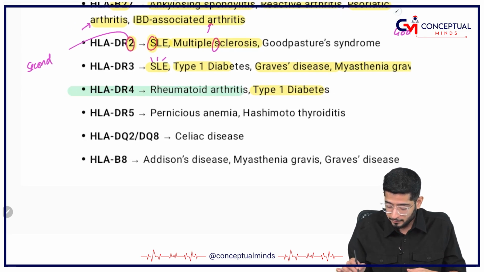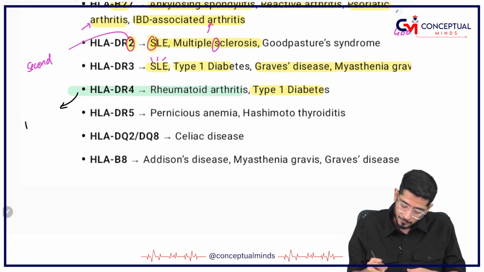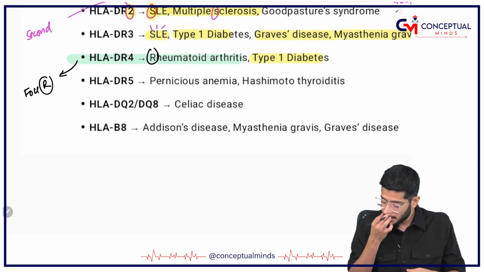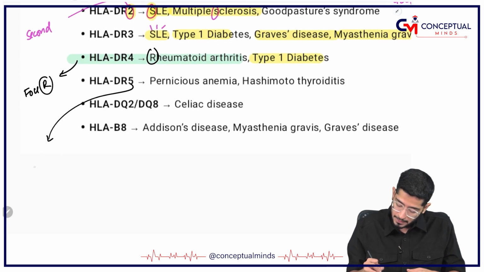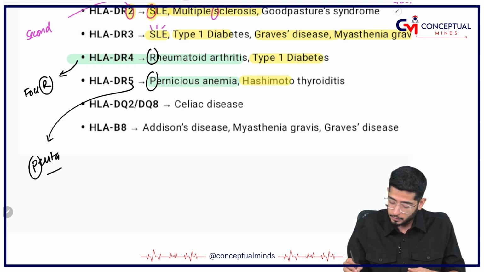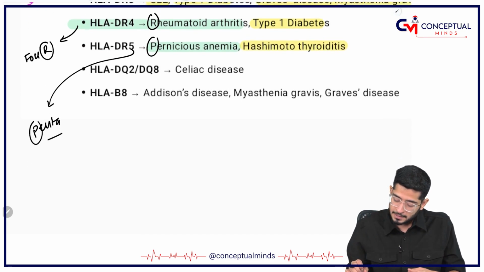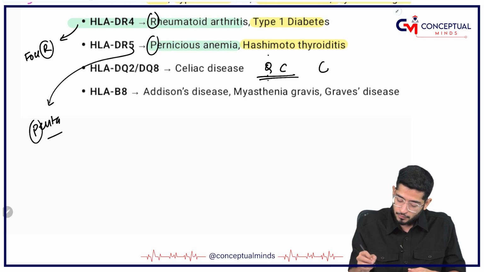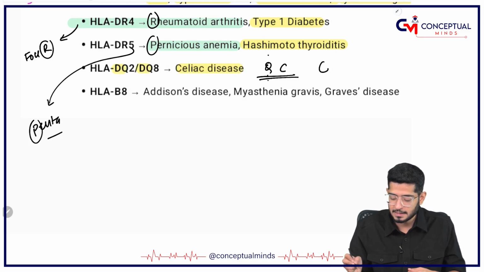This is something you have to remember, and how you can remember is like this. FOUR, so R and R coming together. Rheumatoid arthritis is having 4. Then coming on to HLA-DR5, so remember 5 is called as penta. So penta, P for pernicious anemia, one thing to remember. And of course Hashimoto's thyroiditis is something which you have to learn, alright, on your own. Next is DQ2, so Q and C look very similar, like Q, if you cut Q, this becomes C. So wherever you have DQ, this is for celiac disease.